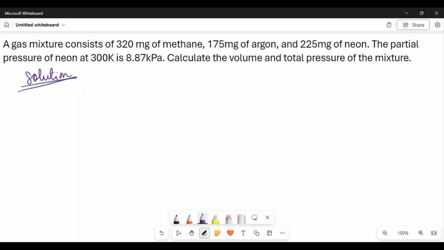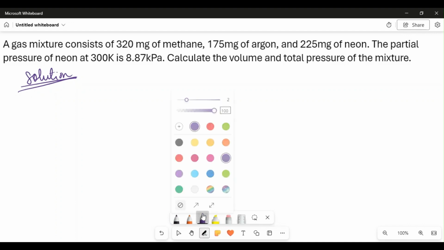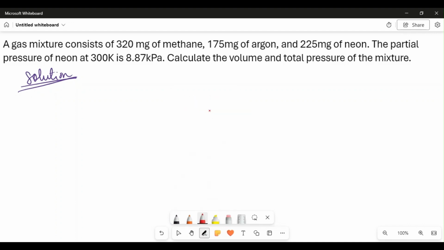So we're going to break this down, because that's the first thing you do anytime you're given a question in physical chemistry or thermodynamics. It's best to put down all the parameters you're given step by step. So we're told 320 milligrams of methane, which is the same thing as CH4.